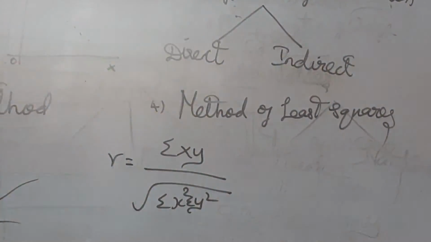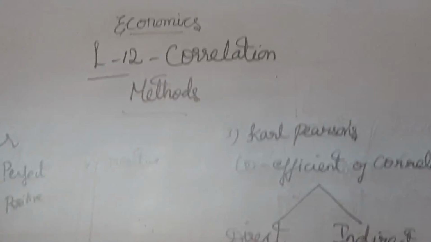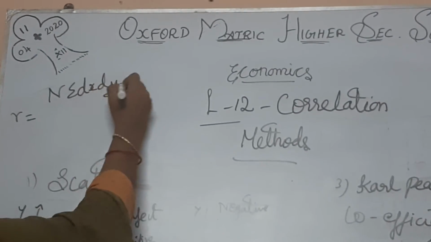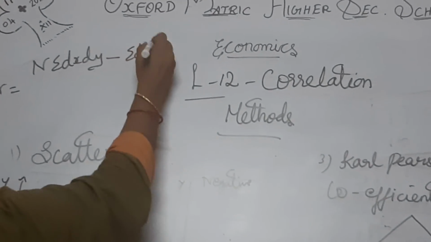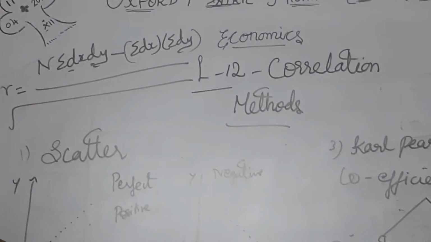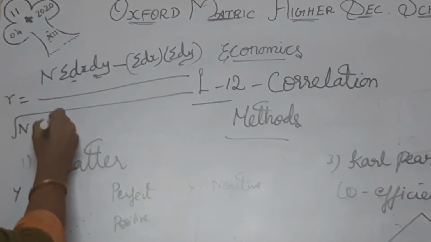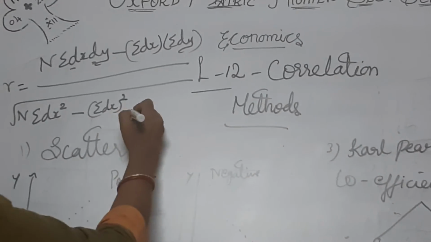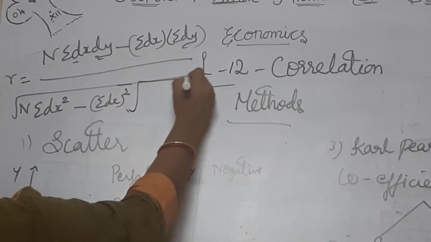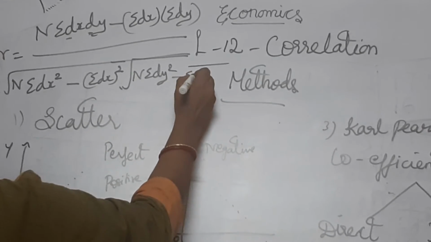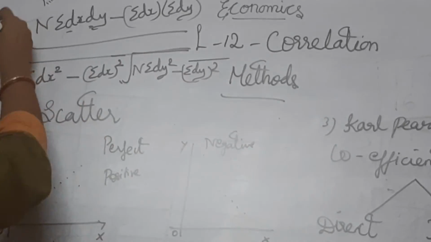But the assumed mean method is different. In the assumed mean method, the correlation r is n of summation dx dy minus summation dx into summation dy, divided by root of, since in the assumed mean we will definitely have the d, n of summation dx square minus summation dx whole square, and in between, another root, n of summation dy square minus summation dy whole square. This is the assumed one.